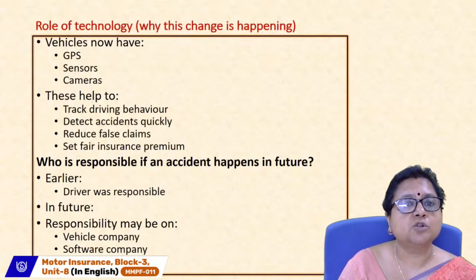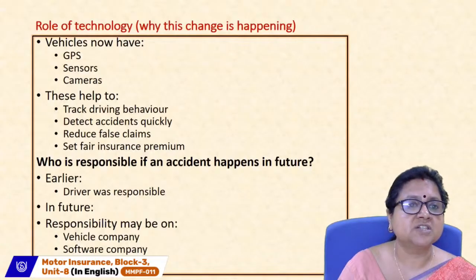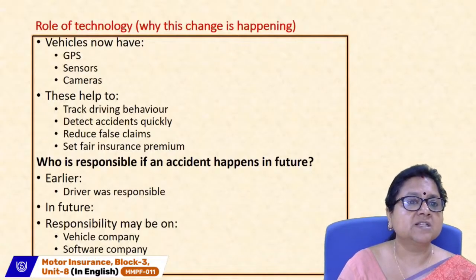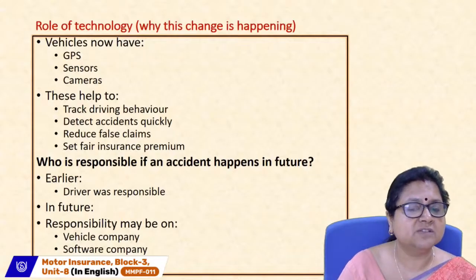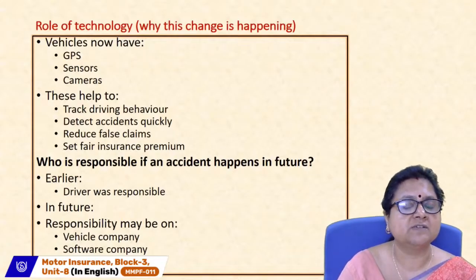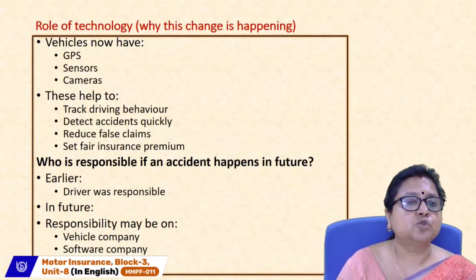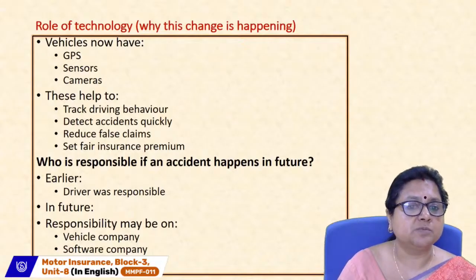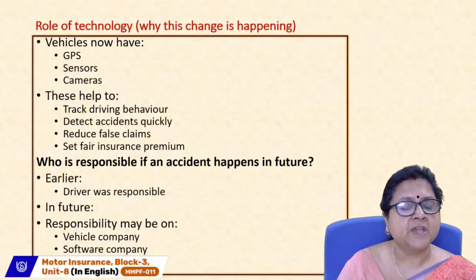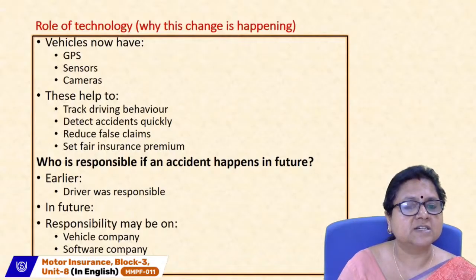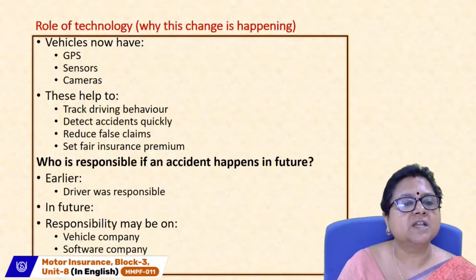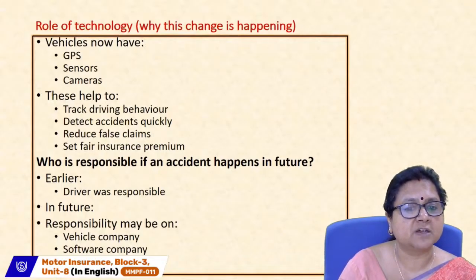The role of technology is also changing, because nowadays vehicles have GPS, sensors and cameras. All vehicles have advanced technology inbuilt. It helps to track the actual driving behavior of the person who is driving on the road, and it can detect accidents very quickly. It will also reduce false claims made by vehicle owners, so that ultimately there can be a fixed insurance premium which is fair.